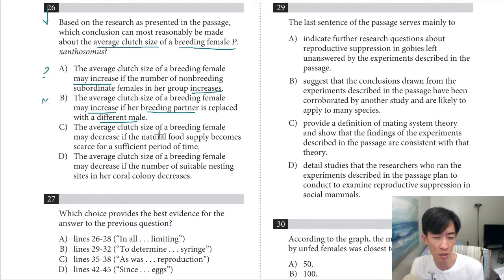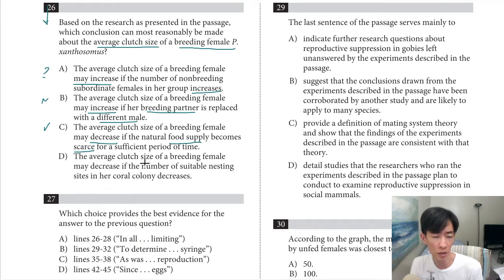C, the average clutch size of a breeding female may decrease if the natural food supply becomes scarce for a sufficient period of time. So that one definitely works, because remember the second factor was food limitation, and they actually showed in those two cases that where there was less food, the sizes were actually smaller.